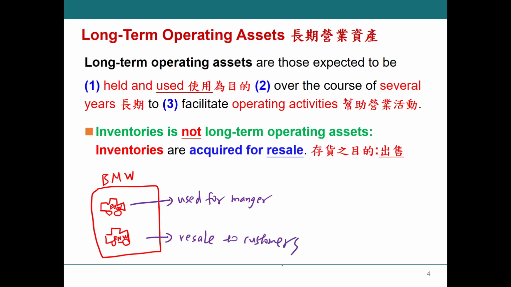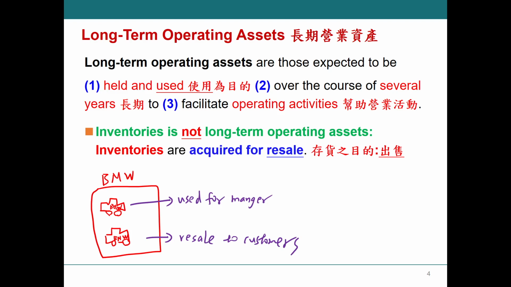Okay? Did you find out? Even though they are 2 same cars, they have different kinds of purpose. First car, they are going to use it for managers. If managers need a car to visit other companies, to visit customers, they could use the car. Second car, that's their product. They are going to sell it to customers. Same car with different purpose.